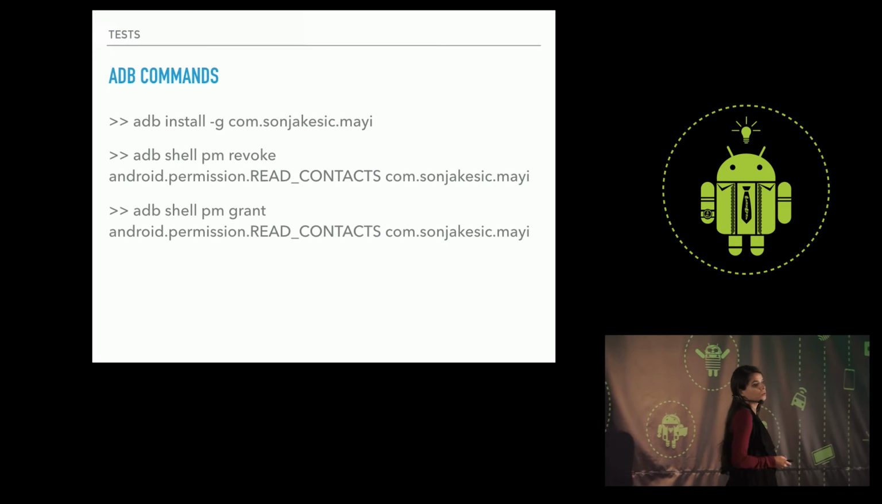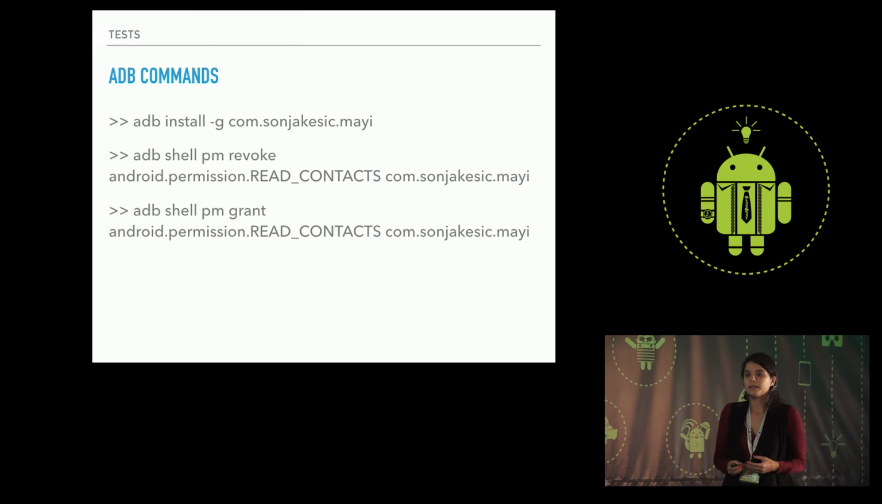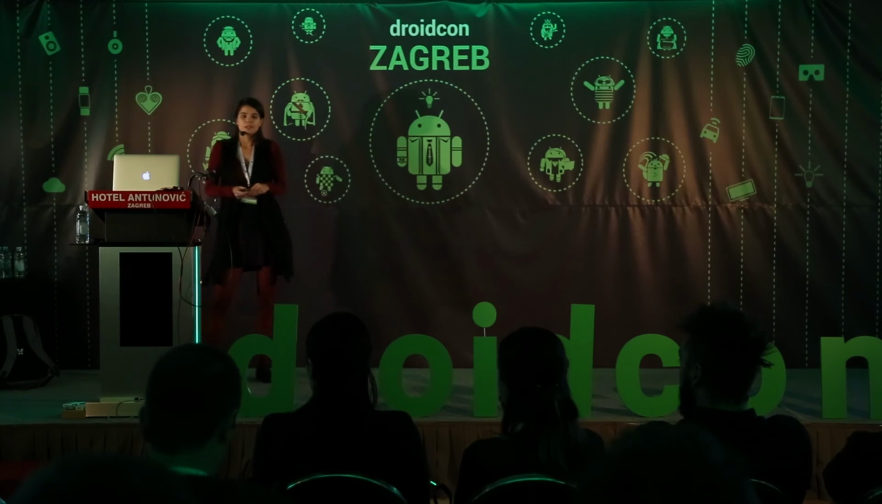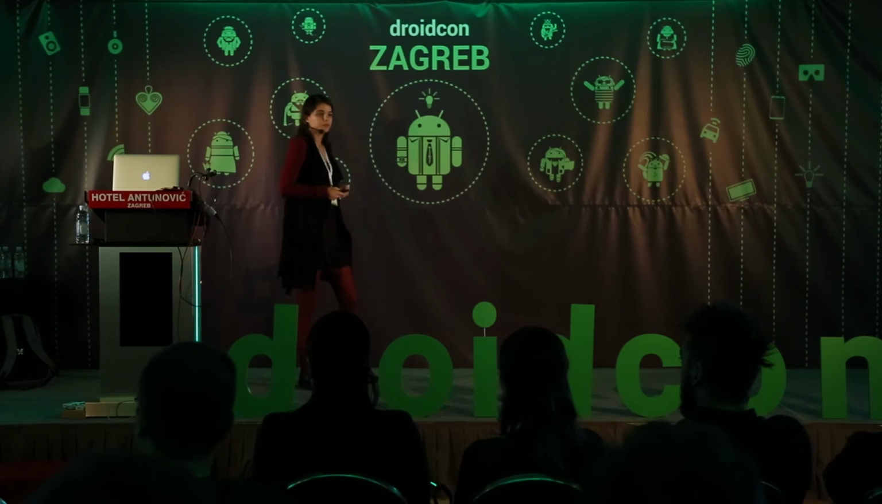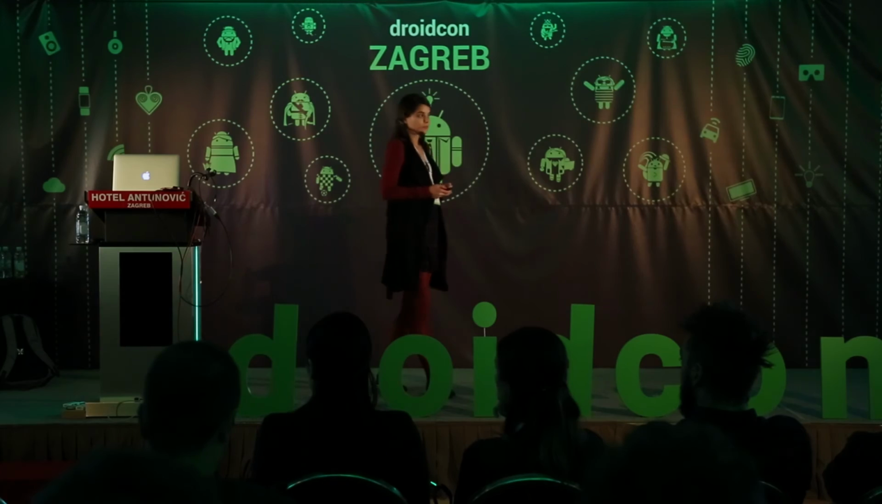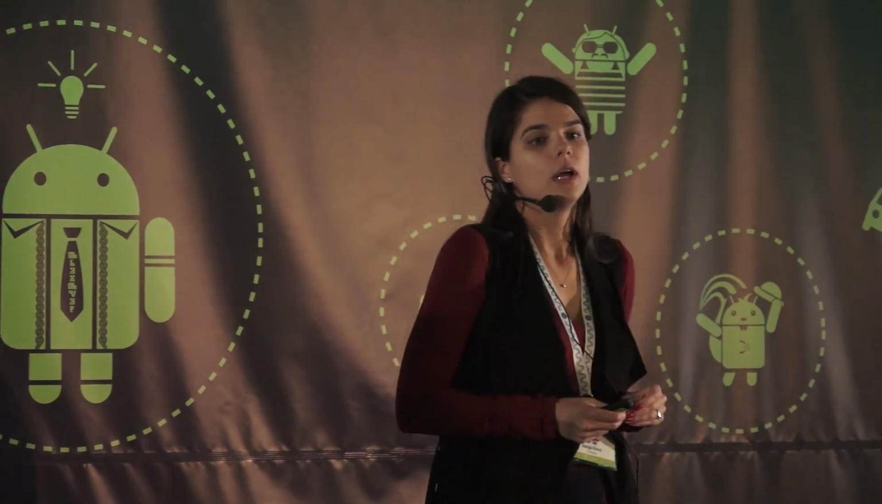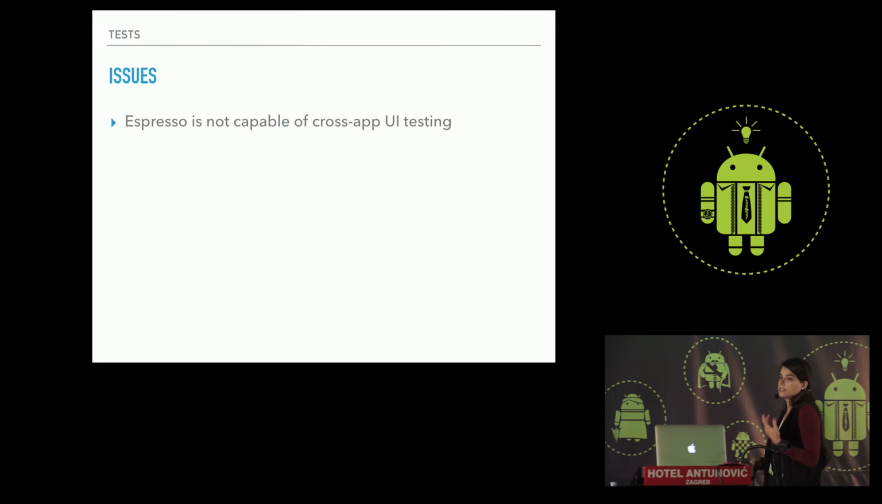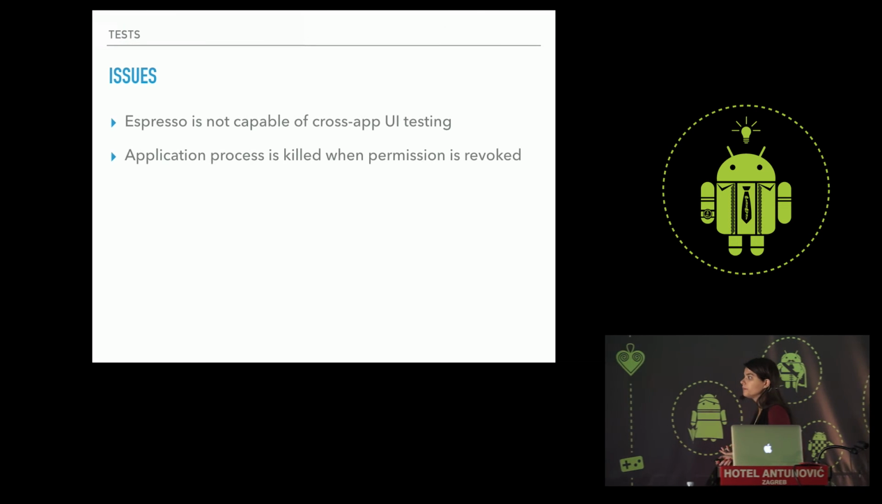But we wanted to do the right thing here. And the right thing is to test this new dialog and possible scenarios based on the outcome. So we then ran into some more issues. We use Espresso library for functional UI testing, and Espresso is not capable of cross-app UI testing. So it cannot touch the system dialog or do any actions with it.